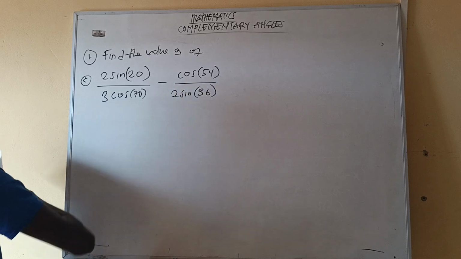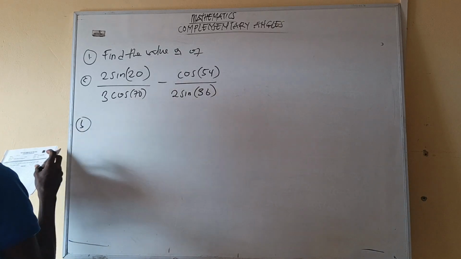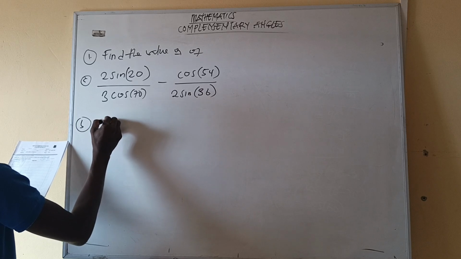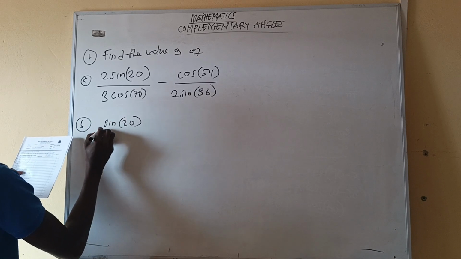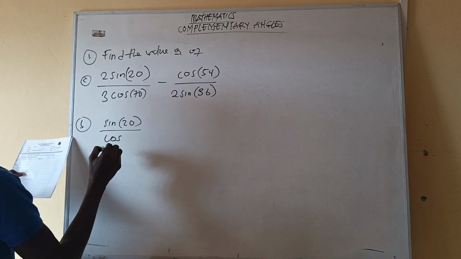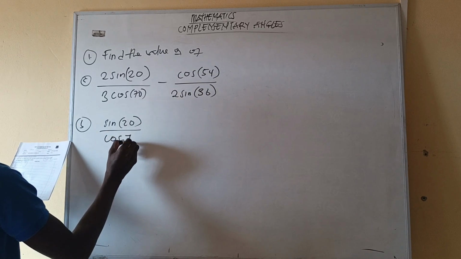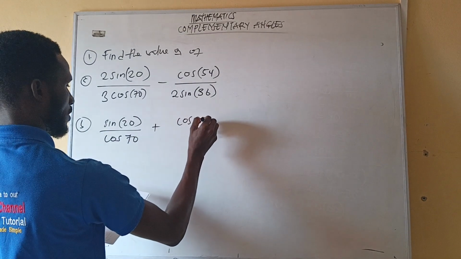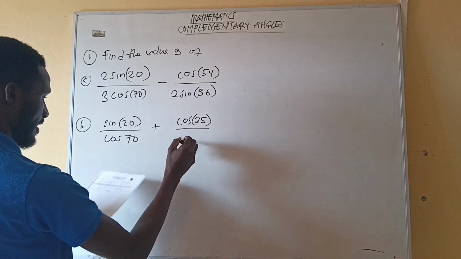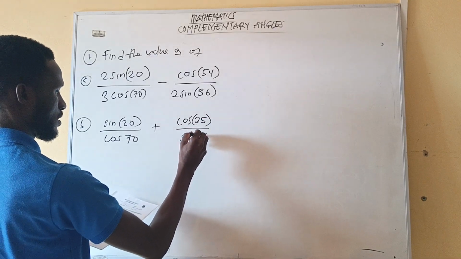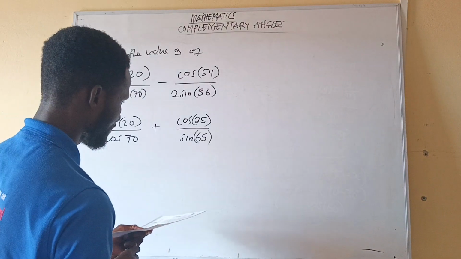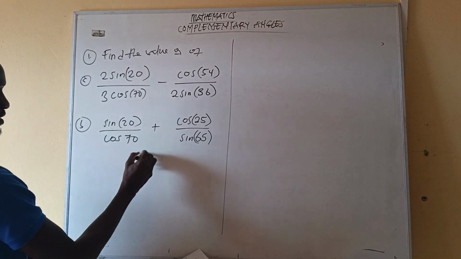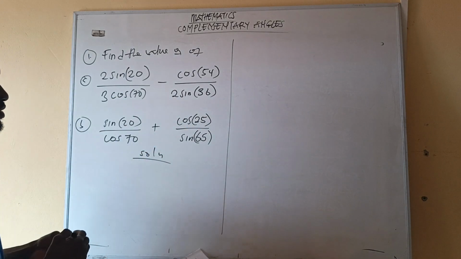Now B. I am going to solve this one. Sine 20 divided by cos 70, plus cos 25 divided by sine 65. Now I'm going to solve these two questions. Now solution. Now let me consider the first one.